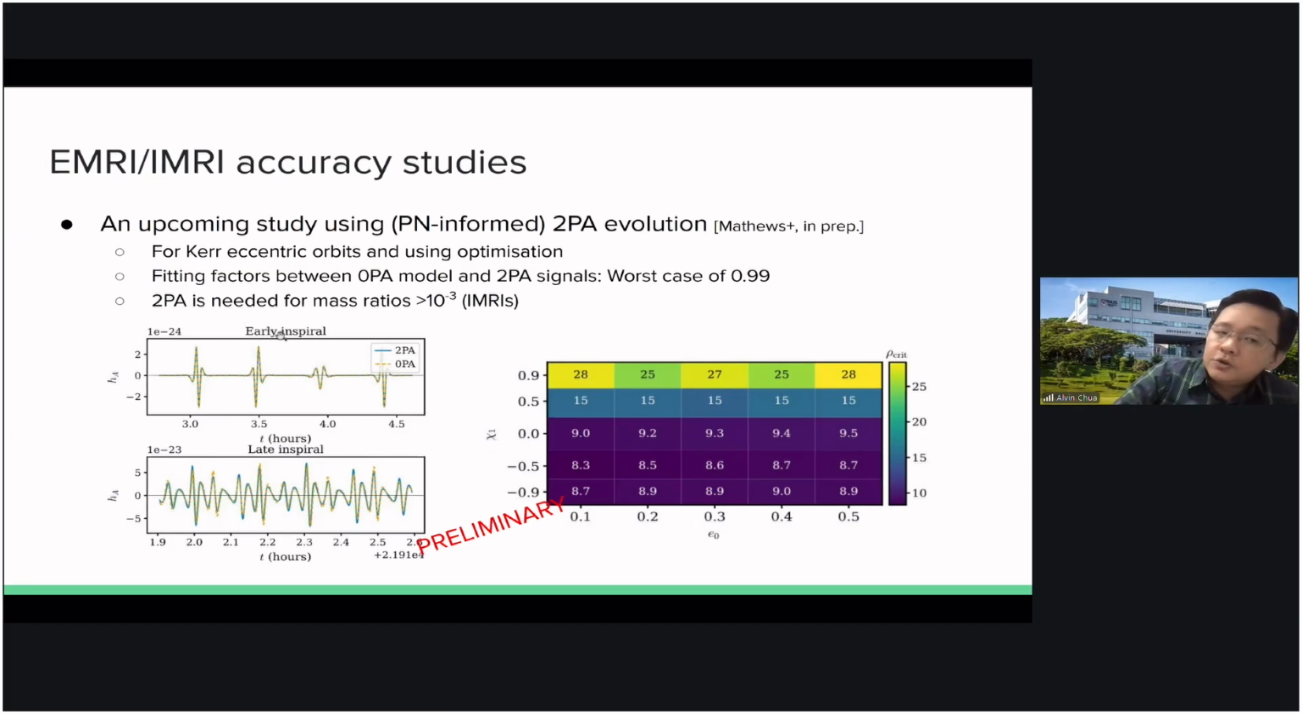And the other main conclusion is that we will need 2PA information for mass ratios greater than 10 to the minus 3. So what this means is that for IMREs, this is again somewhat surprising, but it indicates that to study IMREs in LISA data, we would need 2PA information. So this was a surprise, and thus it motivates more work into the hybrid approach, because it's unlikely that we'll actually be able to get the actual 2PA information.